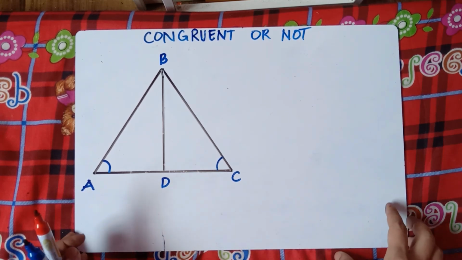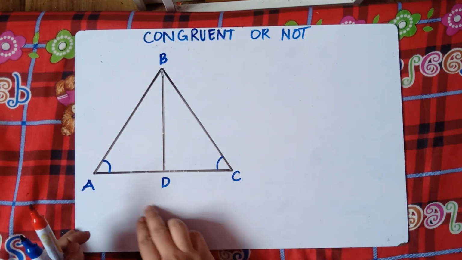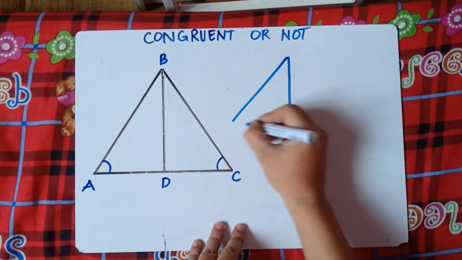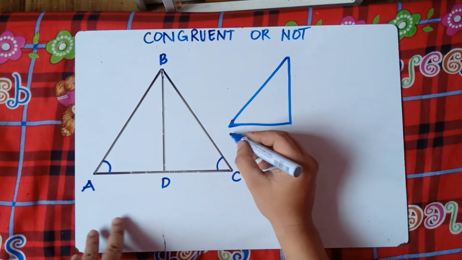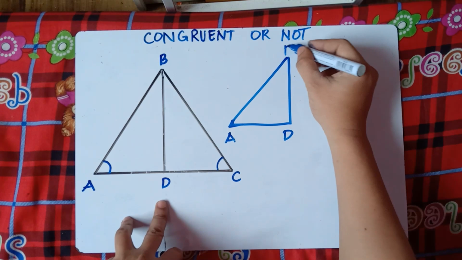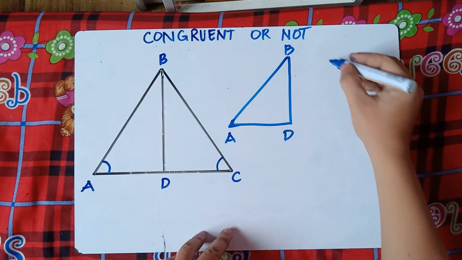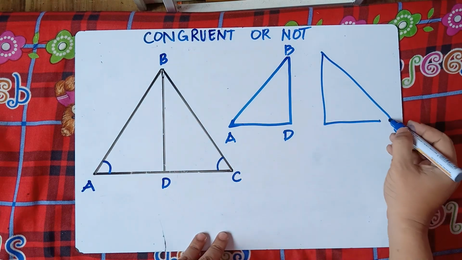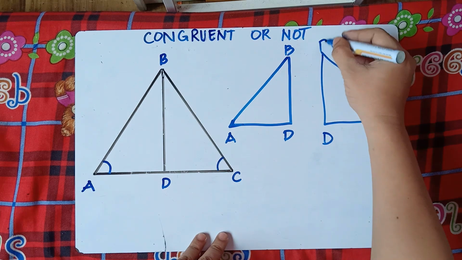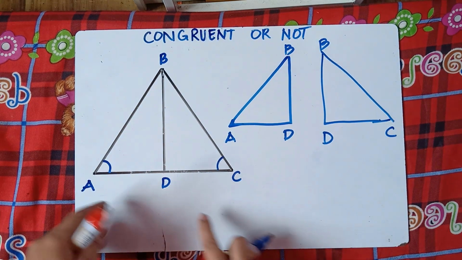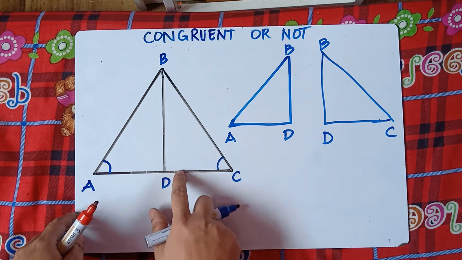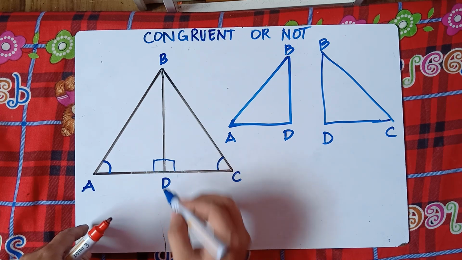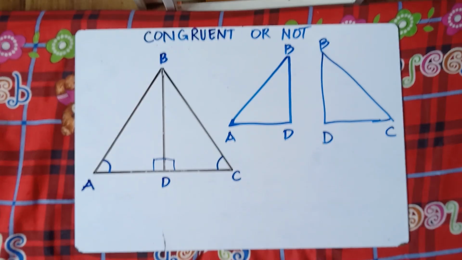Based on the given illustrations, class, we do have 2 triangles. Let me just write it like this. Let me separate these 2 triangles. We have triangle ADB, and we also have triangle CDB, right? As you can see, this angle here and this angle here, of course, they are congruent, right? Because it is perpendicular.